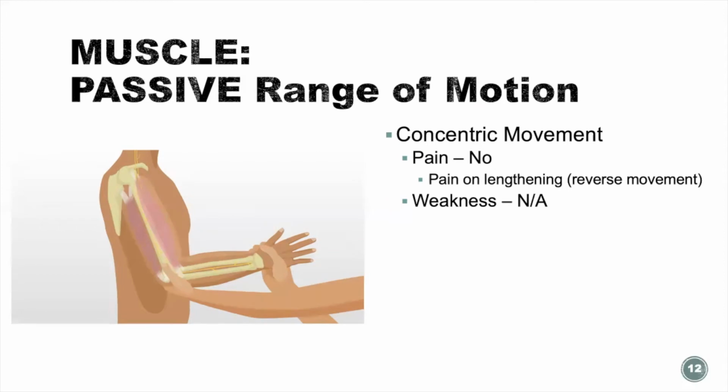You would not also get it on abduction, but as you were bringing it back and the length of the muscle was lengthening, you would have pain associated with it. So that's the reverse movement there. Now, with passive range of motion, we're not actually testing force at any point. So weakness doesn't really apply in this particular circumstance because you can never test weakness on passive range of motion on the muscles because you're not exhibiting any kind of a force whenever you are doing passive range of motion testing.